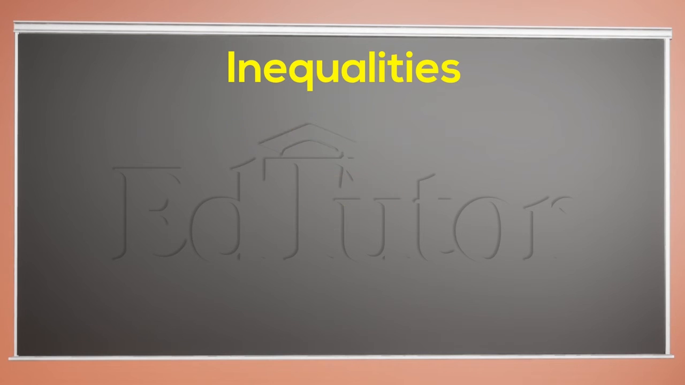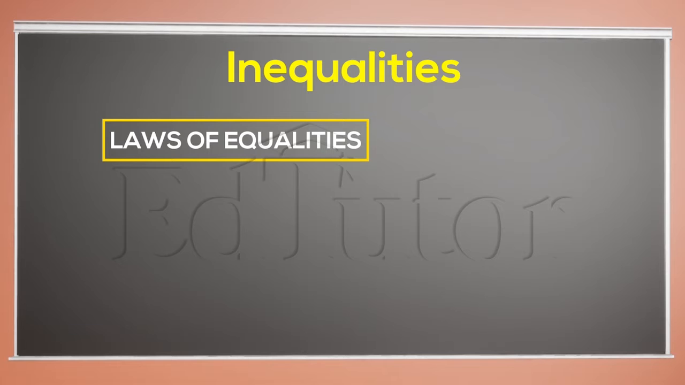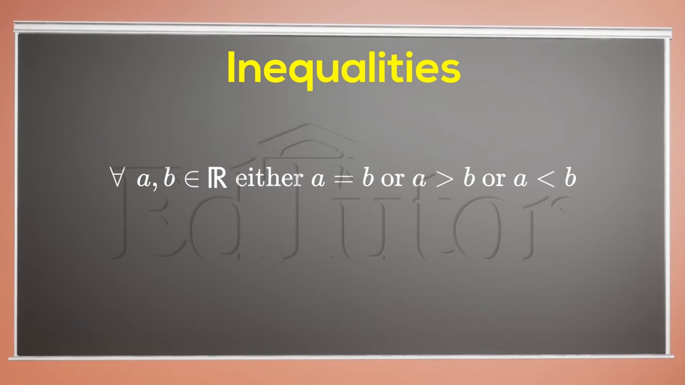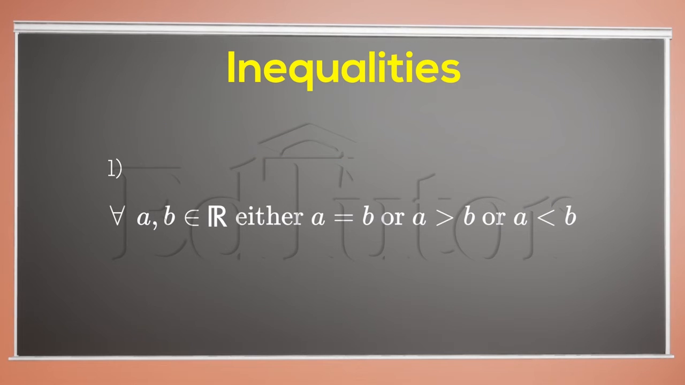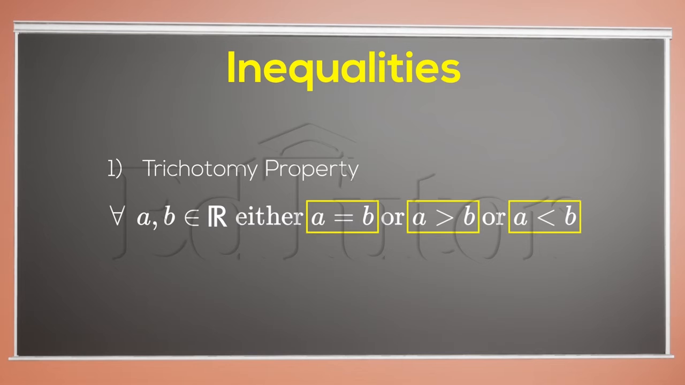Just like the laws of equalities, the ones for inequalities can be self-evident, like the trichotomy property, a big name for something that's common sense. If you have two real numbers, then one of them is either equal to the other, or larger than it, or even less than it. Only one of these can be true at the same time.